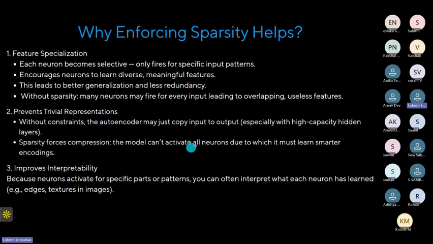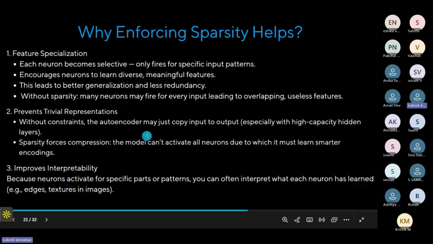So we impose a sparsity constraint so that we improve the interpretability and also reduce the redundant features which our model is trying to capture. As I said, it improves interpretability as well, because you know what each neuron has learned.